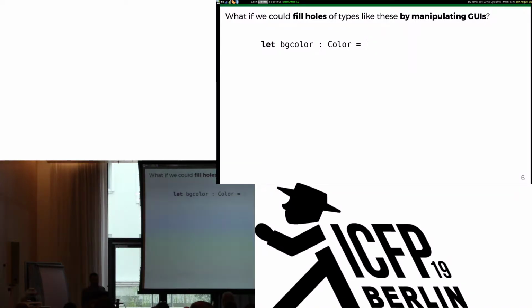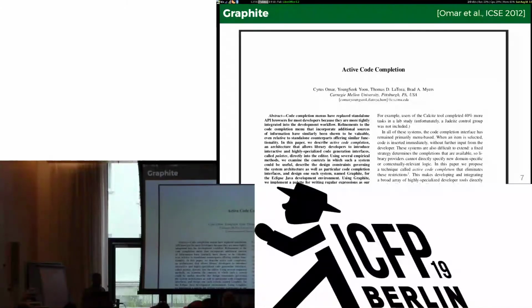To get to the point of this talk, what if we could fill these holes? Here the hole is kind of invisible, but pretend there's a hole there, right? What if we could fill those holes not by entering the text directly, but by manipulating an appropriate GUI, in this case, a color selector, like you might be familiar with from Photoshop or any other graphical tool. But if you could do that without actually fundamentally leaving the programming world like you'd have to if you used Photoshop. So that's the idea here.